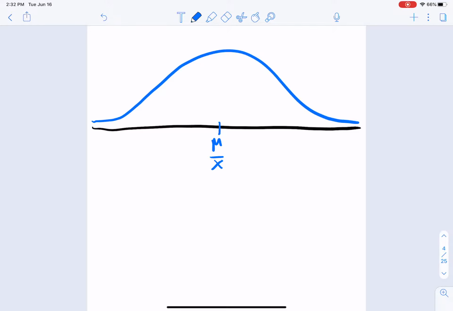There we go. Depending on what we're working in, and since this is new for us, I'll write it off to the side. So it could be either, because when I had it down here, it looked like it was being divided, and it's not. So mu or x bar, depending on the context we're in. This represents our center of the data.